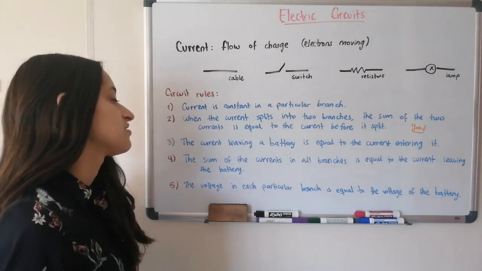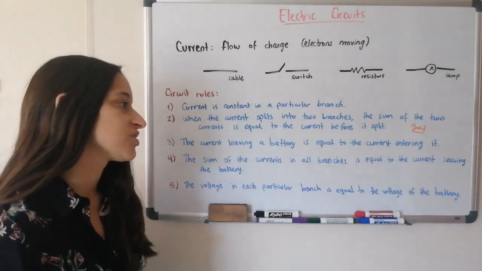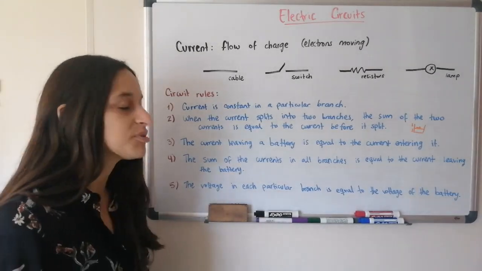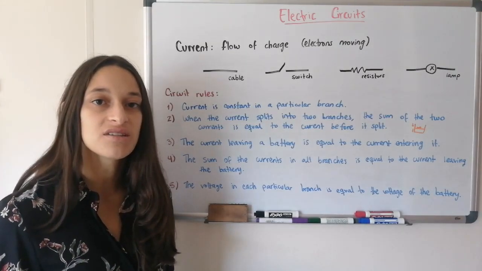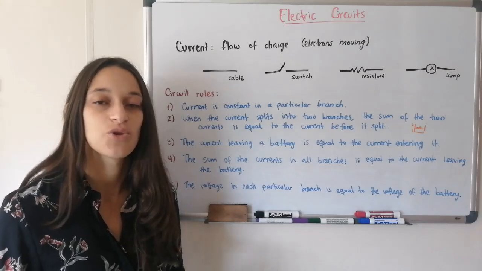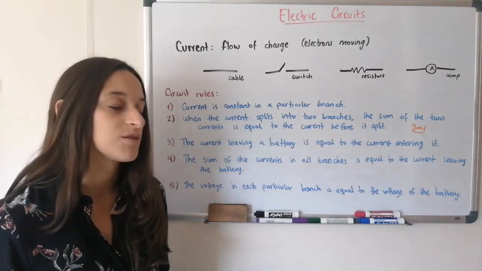The fourth one says the sum of the currents in all branches is equal to the current leaving the battery. So that's basically just the same thing. The current from the battery splits into all the branches, so if you add all the branches, it's going to give you the same as the current leaving the battery.